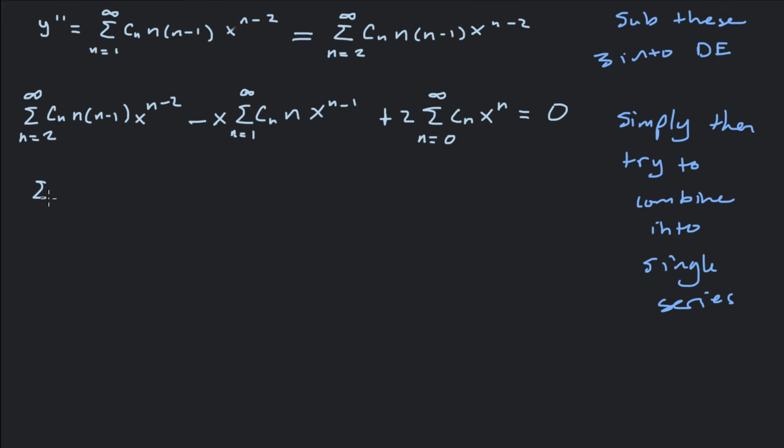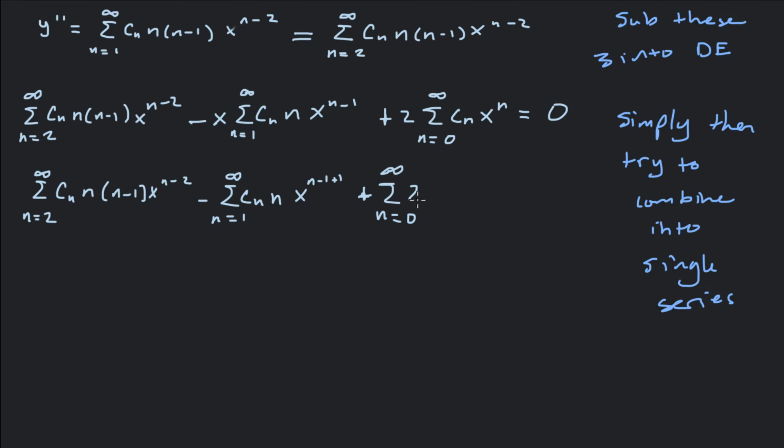So we'll rewrite this. We get the sum n equals 2 to infinity Cn n times n minus 1 x to the n minus 2, minus the sum n equals 1 to infinity Cn n x to the n minus 1 plus 1, plus the sum n equals 0 to infinity 2 Cn x to the n, equals 0.